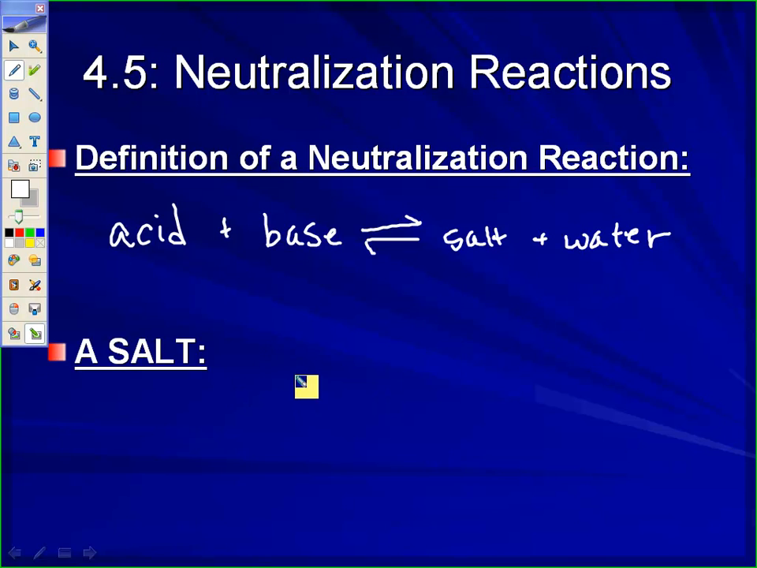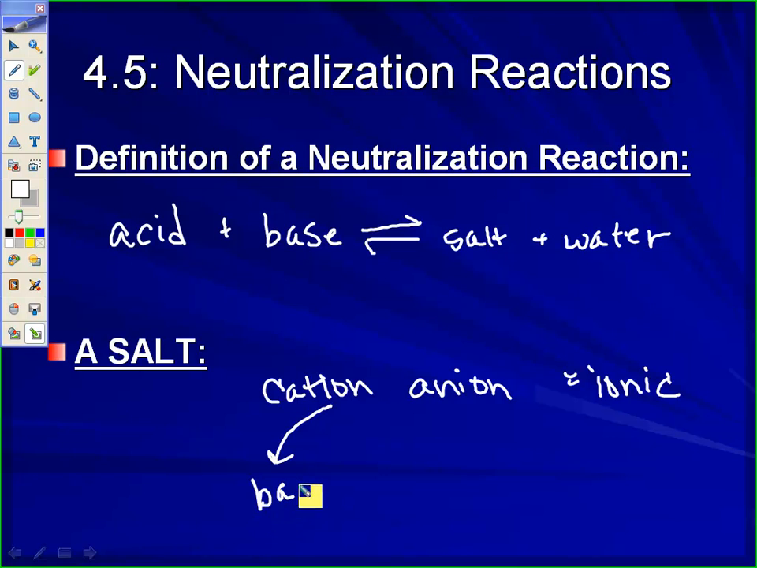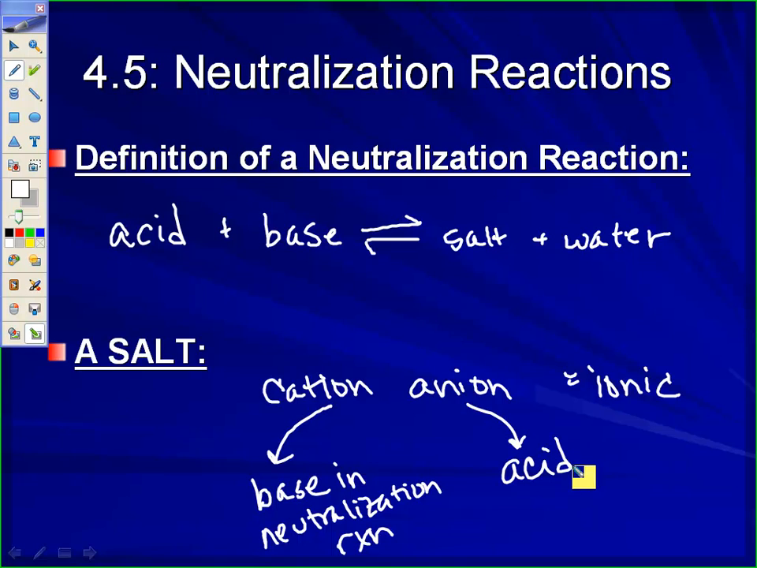Now a salt, if you think of a salt as being a cation and an anion, so that means it's an ionic compound, that cation is going to come from the base that is reacting in the neutralization reaction. And the anion is going to come from the acid in the neutralization reaction. So that's important to know.